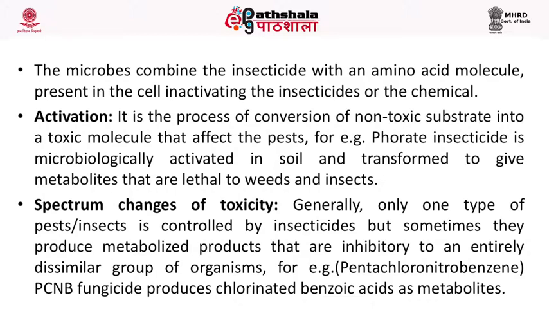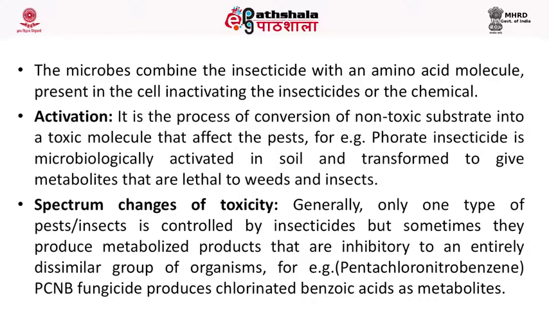Generally, only one type of pest or insect is controlled by an insecticide, but sometimes they produce metabolized products that are inhibitory to an entirely dissimilar group of organisms. For example, PCNB, that is pentachloronitrobenzene fungicide, produces chlorinated benzoic acid as a metabolite.